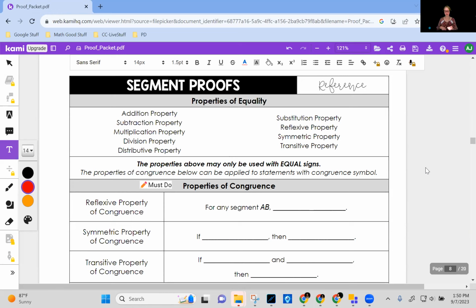Okay, so what we're going to do is we're going to fill this out, and apparently I lost where I was filling this out from. I'm going to pull it back up.